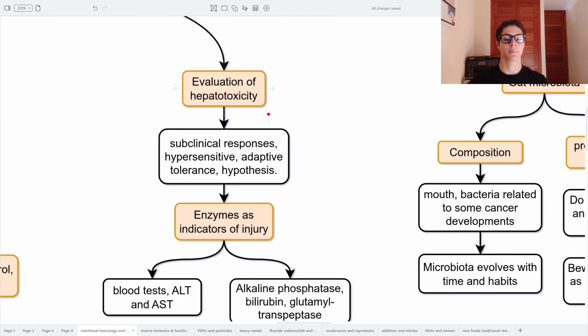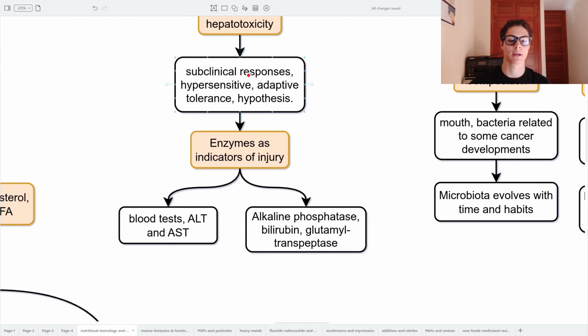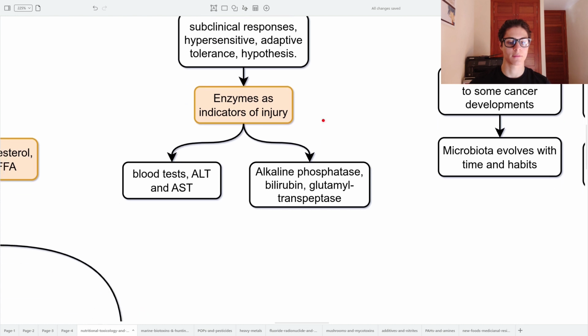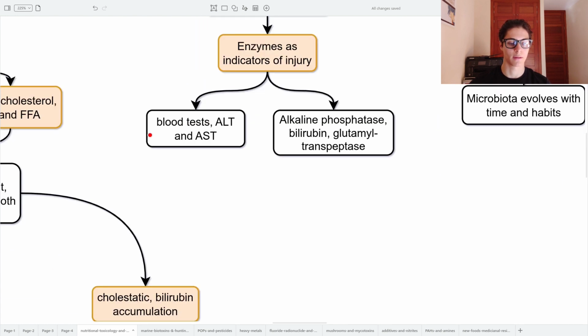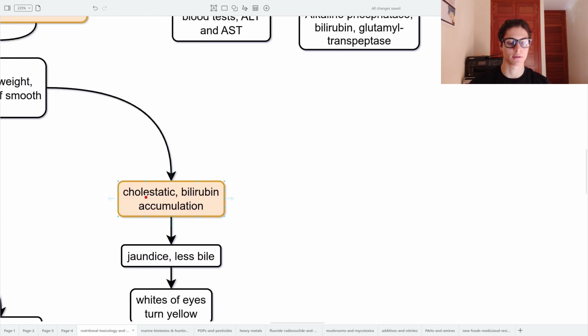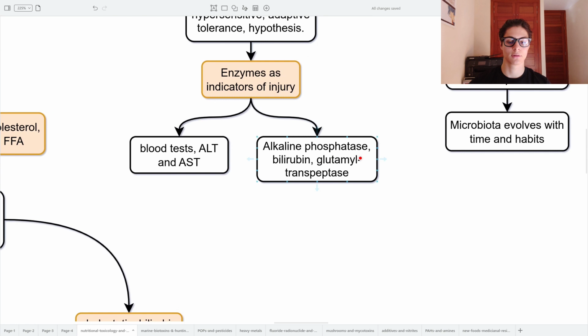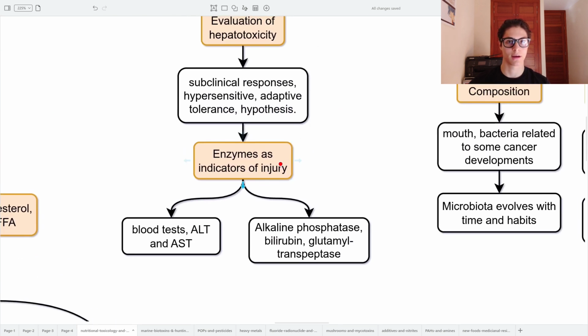So the evaluation of hepatotoxicity is done with subclinical responses: hypersensitivity, adaptive tolerance, and hypothesis. These are all things that we have to take into account. But the main things are the enzymes. We measure the enzymes because they are indicators of injury. In the blood tests, we have the ALT and AST. And we also have the alkaline phosphatase, the bilirubin, as we talked about here in the cholestatic lesion, and the gamma-glutamyl transpeptidase. These are all enzymes that will indicate a liver injury.